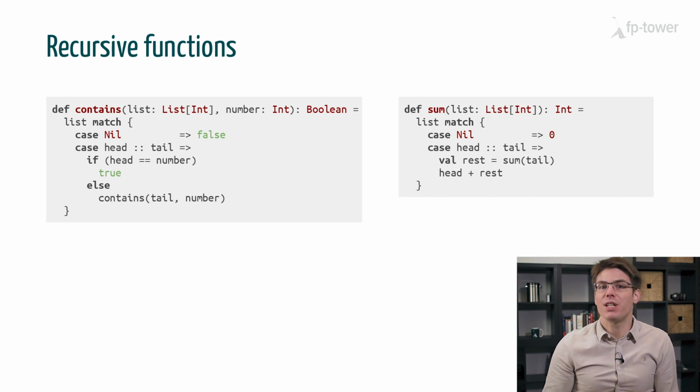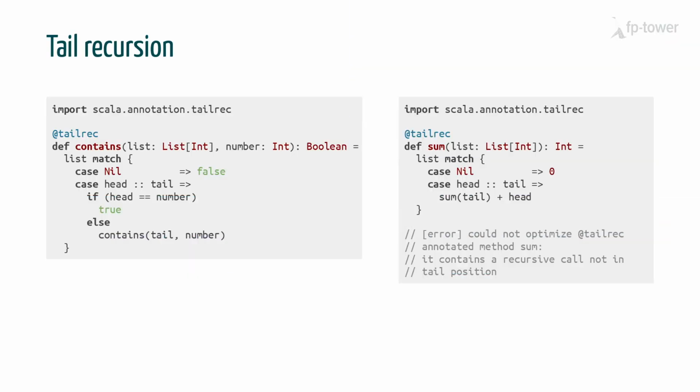However, the good news is we don't need years of training because the compiler can check this for us. If we add a tailrec annotation before the method's definition, we'll see that contains is unaffected, but sum will now fail to compile. The error message doesn't help us to fix the problem, but at least we are aware there is one, which is a good start.